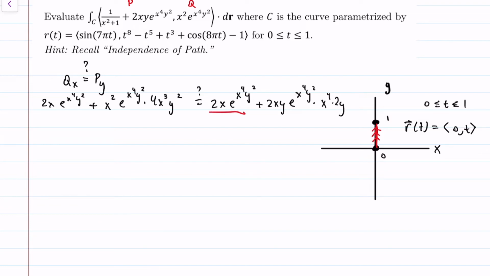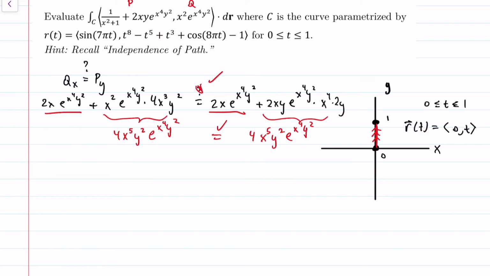Now, are these the same? Notice the first two terms right away are the same, so that's fine. But now we have to check these second two terms. If we group things correctly, that's 4x to the fifth y squared e to that. And this one is also the same. Notice 2 times 2 is 4, and x times x to the fourth is indeed x to the fifth. And you have two y's as well, that's y squared. So in fact, they do match, believe it or not. Surprisingly, this is conservative. So our vector field, which I'll call f, is indeed conservative.